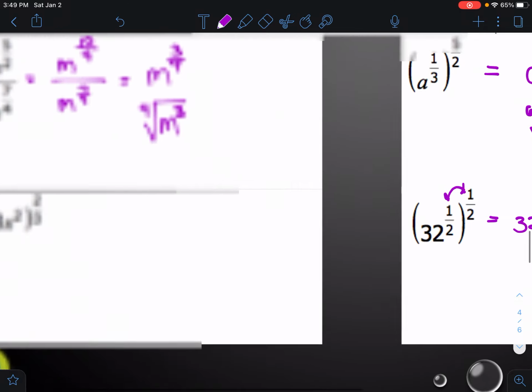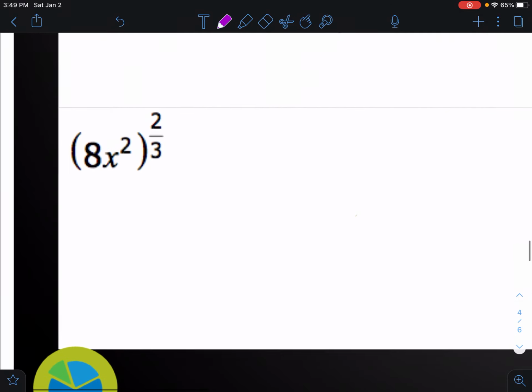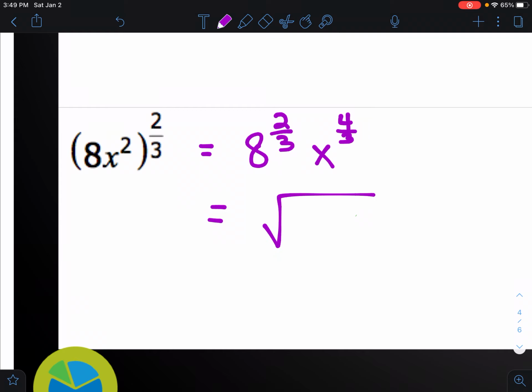All right, let's try one that's got a little more going on here. So this one, be careful. Remember the 2/3 also needs to apply here. So this is 8 to the 2/3 power, and then x, now I'm going to multiply the 2/3 times 2, that'll give me 4/3. Okay, now what? Well, the denominators are both 3. So when you rewrite this in radical form, that's going to be an index of 3. And then I'll have 8 squared x to the 4th.